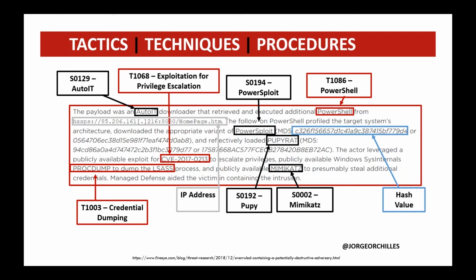As you could continue to go through, you'll see PowerSploit is on there. You'll have a hash value, that's another IOC. You have Mimikatz, you have process dumping, and you have a vulnerability that was exploited, which is also linked to exploitation for privilege escalation in technique 1068. So you read through these reports, you pull out these various different TTPs for the adversary that you're going to emulate.